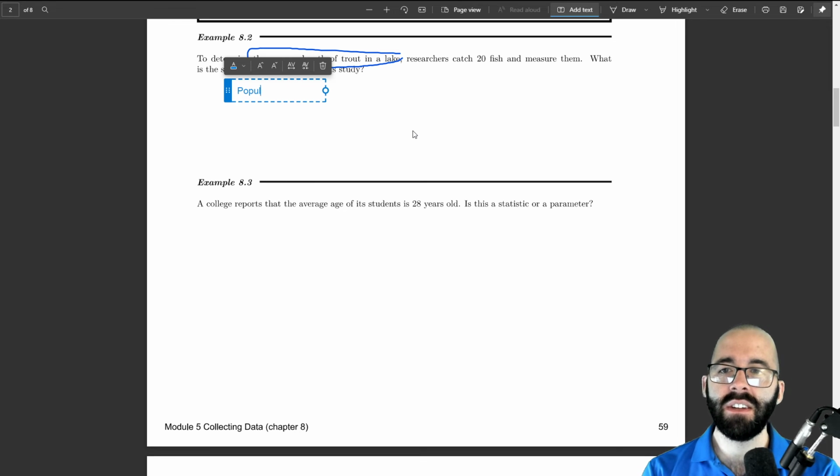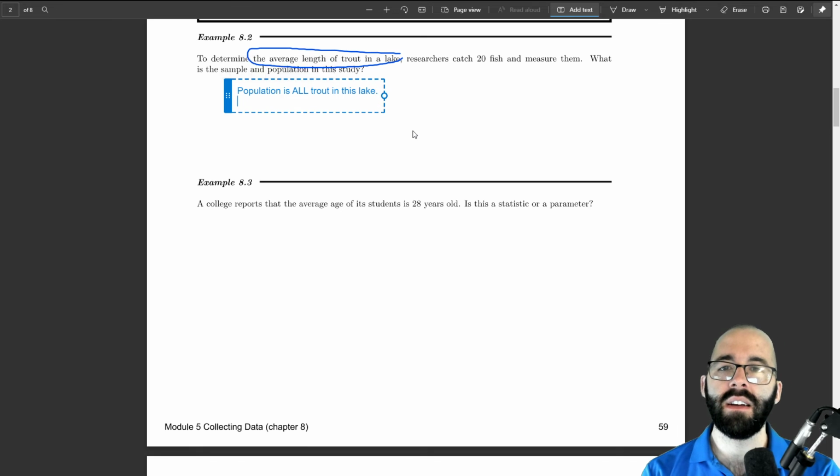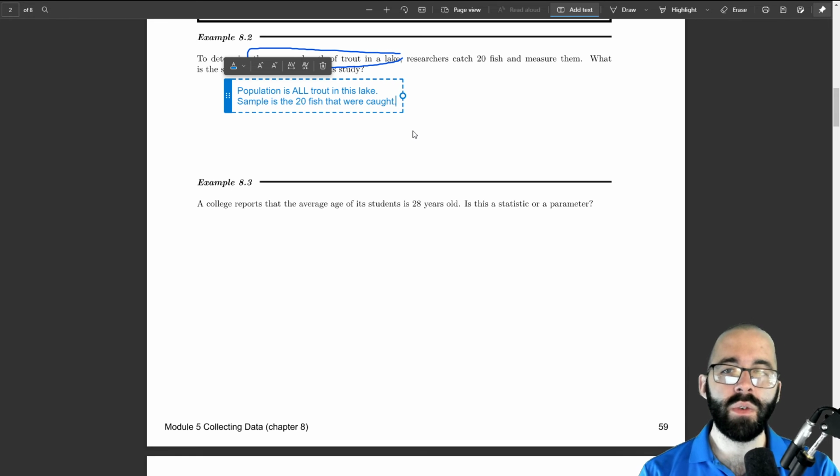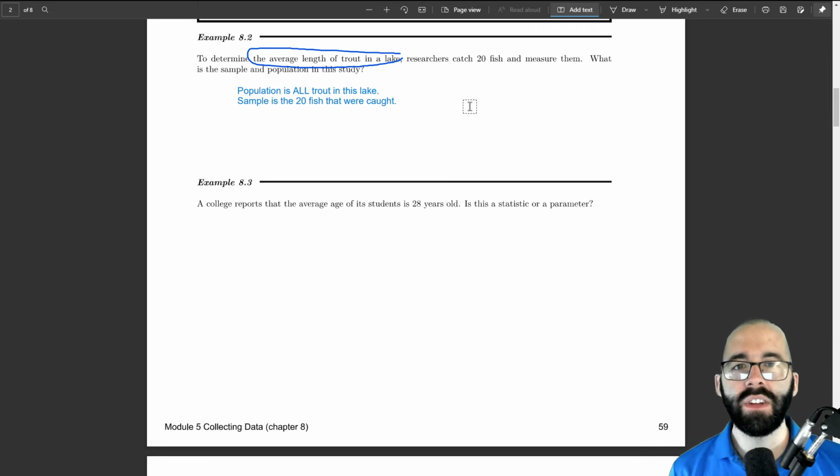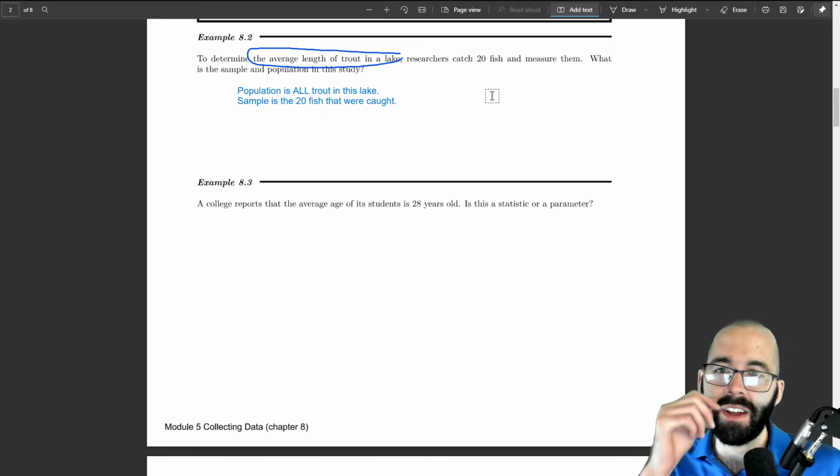The population is all trout in this lake, and the sample is the 20 fish that were caught. So we sampled pretty randomly, and hopefully that 20 fish is representative of the whole population. Again, we'll talk about that in a future video.